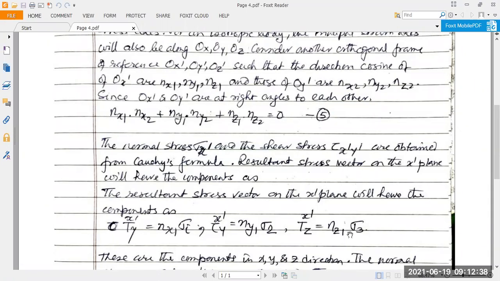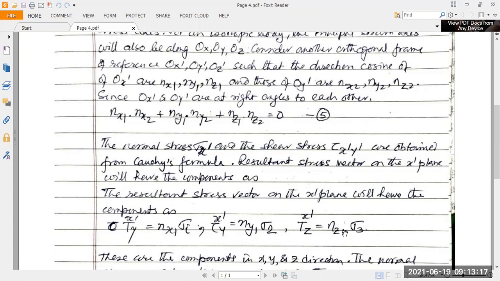So the coefficient of this sigma 1, sigma 1 multiplied by the direction cosine, will be equal to tau x, tx, ty, and tz. These are equated like this because, again, sigma 1, 2, 3 are along the ox axis, y axis, and oz axis, and with this we know the direction cosines of ox dash with the ox, y, and oz axes are nx1, ny1, and nz1.